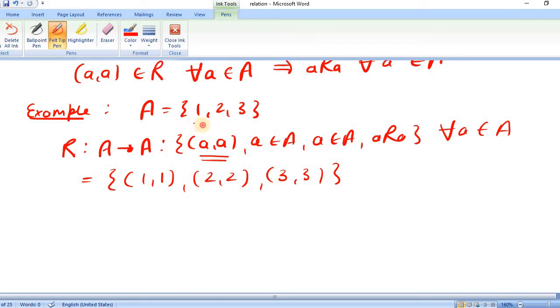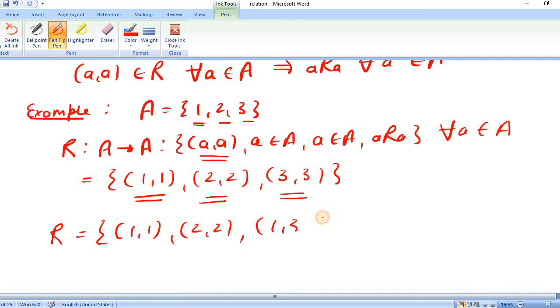If A is 1, then (1,1) is here. If A is 2, then (2,2) is here. If A is 3, then (3,3) is here. So this R will be a reflexive relation. Let me write one more relation. Let us say R is something like this: (1,1), (2,2) and (1,3). So this will not be a reflexive relation.